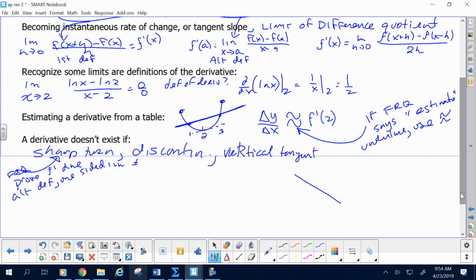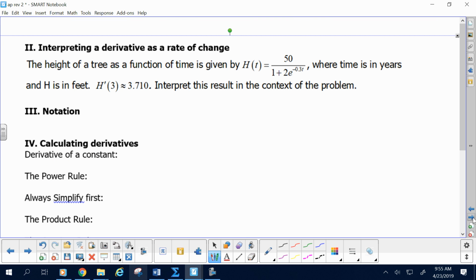So the problem is, say it looks like this, it's continuous, so that doesn't rule it out, but if you look at this as x and this is a, the slope from this side approaches -1, but the slope from this side approaches +1, the limits are different. Okay? That's why sharp turn is enough.